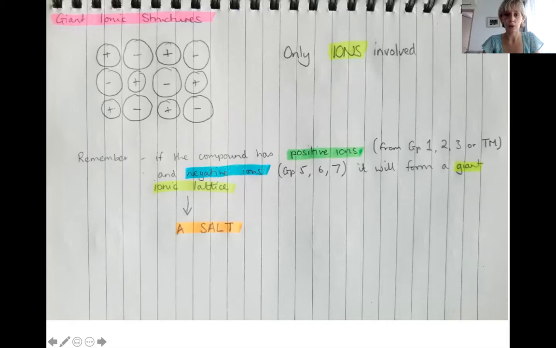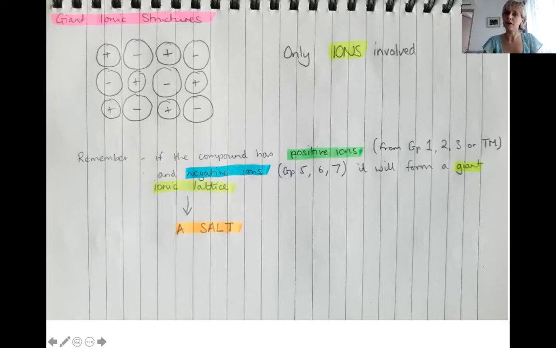And remember, our ionic compound will contain a positive ion from group 1, 2, 3, or the transition metals. So a metal to form a positive ion, and a negative ion from group 5, 6, 7, most of the non-metals, to form a giant ionic lattice. And all the word lattice means is a repeating unit, a uniform structure going over and over again, like shown in the diagram. And we call these giant ionic lattices a salt. So all ionic compounds form salts, giant ionic lattices.